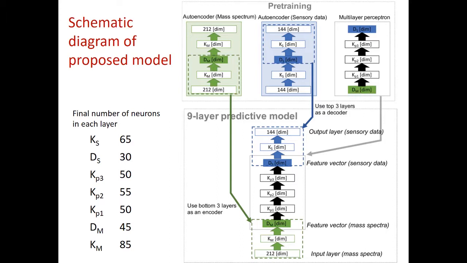The middle multi-layer perceptron has a 1, 2, 3, 4, 5 structure, and this portion is the first three layers of the autoencoder for the mass spectrometer. This is the three latter layers of the autoencoder for sensory data. In total, nine layers are used to predict the impression of smell. The number of neurons in the intermediate layer here is 48, and this is the number of neurons in each layer.